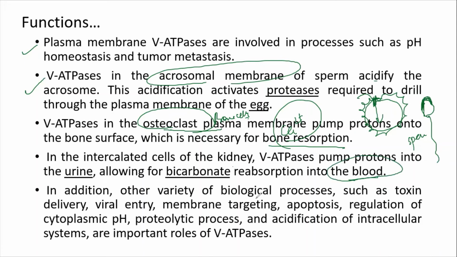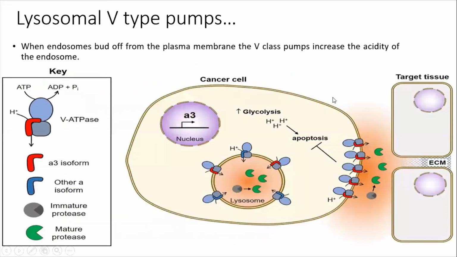Now, in addition, there is a variety of other biological processes such as toxin delivery, viral entry, apoptosis regulation, etc. Everything comes under the important roles of the V class ATPases. ठीक है? तो अभी हमें आइडिया मिल गया like how much it is important for us.